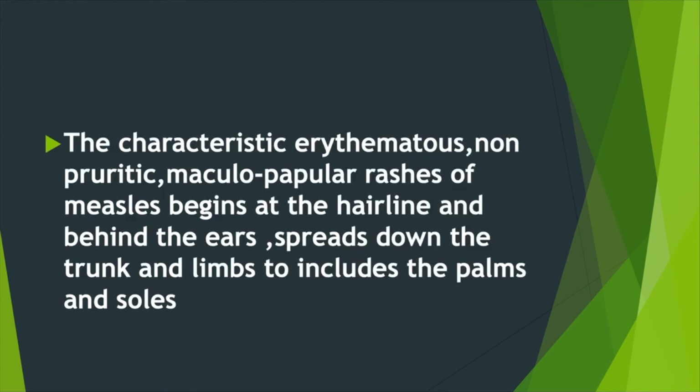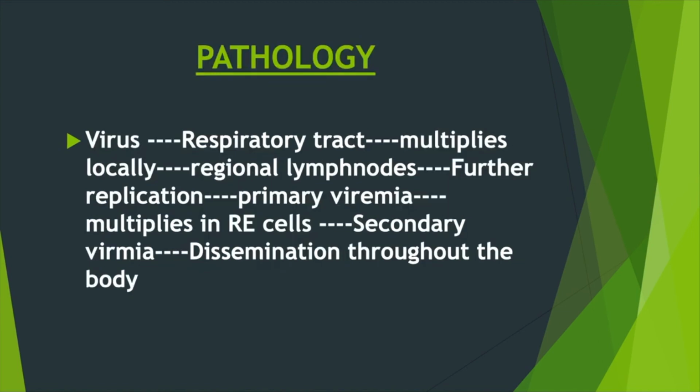Clinical features: fever, sneezing, running nose, cough, redness of eyes. The characteristic erythematous non-pruritic maculopapular rashes of measles begin at the hairline and behind the ears, spread down the trunk and limbs to include the palms and soles. Pathology: virus enters into respiratory tract, multiplies locally, then enters regional lymph nodes, further replication, then that will produce primary viremia, then multiplies in reticuloendothelial cells and produces secondary viremia and causes dissemination throughout the body.